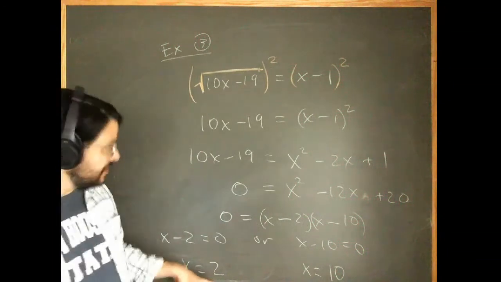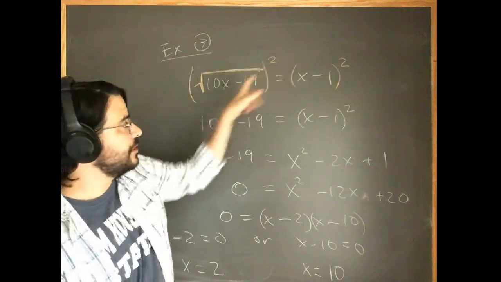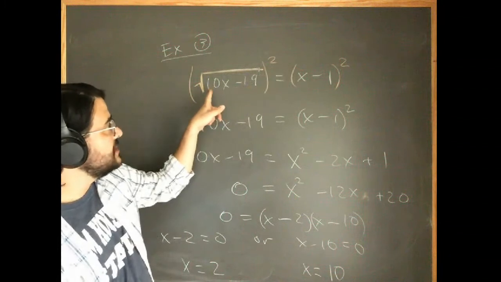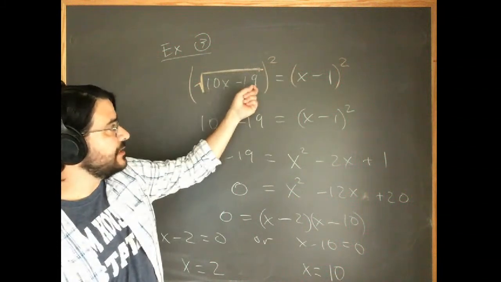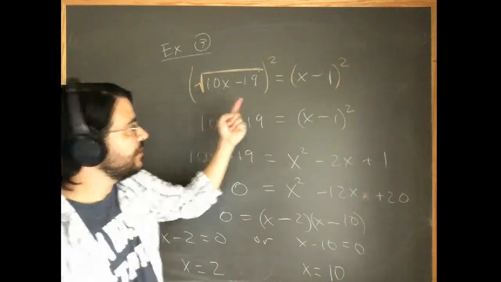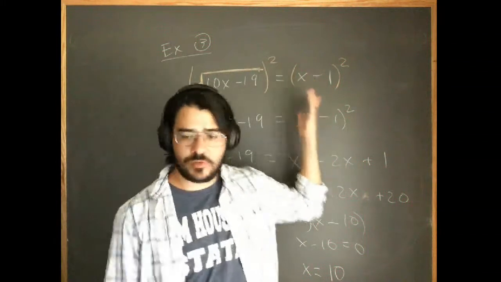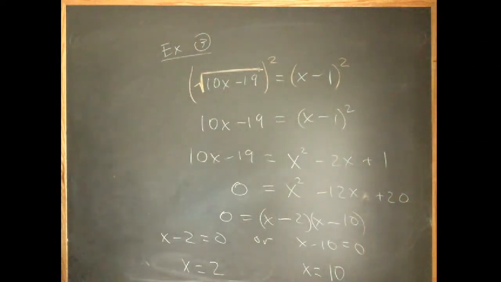So in this case, if we plug a 2 into our original equation, remember there was no square in our original equation, we get 10 times 2, that's 20. And 20 minus 19, well, that's 1. The square root of 1 is just 1. On the right-hand side, we get 2 minus 1, which is just 1. So that works out, okay? So with 2, we plug in, and we don't get any square roots of negatives. We don't have to throw that one out.